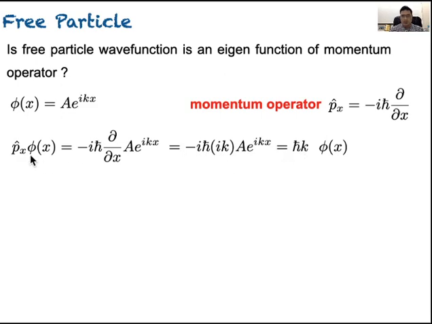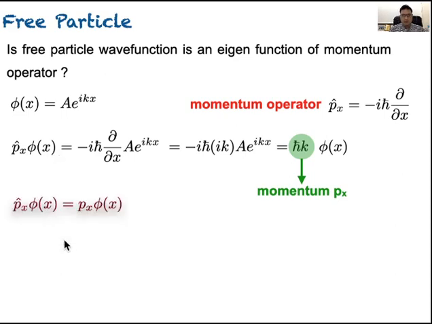So now you have noticed that when you operate the momentum operator on φ(x), you get φ(x) back times ħk, which can be treated as the eigenvalue of this function for this operator px. So ħk can be called the momentum along the x-axis, and indeed this is an eigenvalue of the momentum operator.